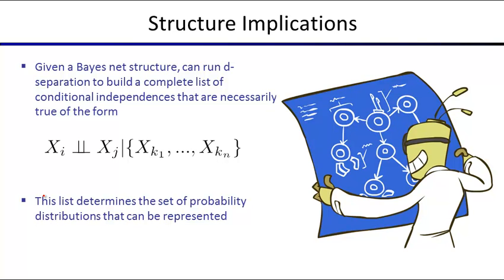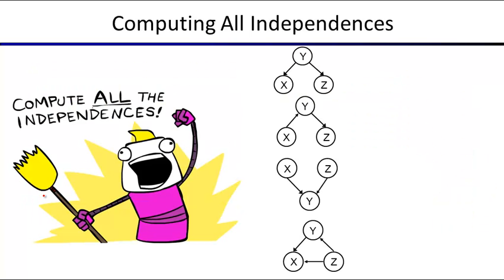Now, you could say, well, given that we can infer these properties for a given graph, one thing we could do is we could say, let's infer all conditional independencies that are implied by the graph and just tabulate them. And that gives us a set of properties that is true for all distributions that we can associate with that particular graph. What do I mean with that? We're going to compute all the independences.